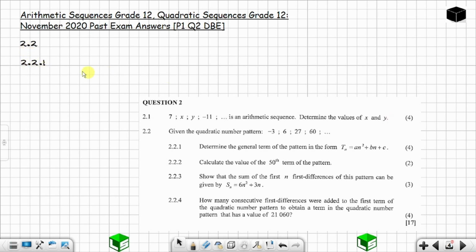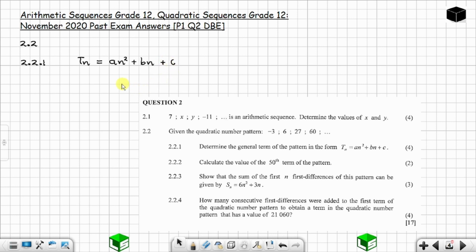We need to determine the general term of the pattern in the form Tn is equal to an squared plus bn plus c. So this is a quadratic number pattern or a quadratic sequence. So you need to get your a, b, and c, and you are done solving the question.